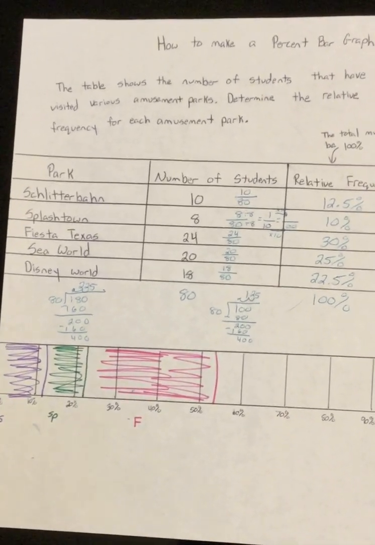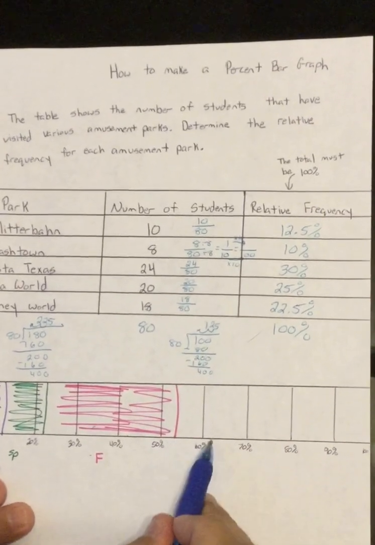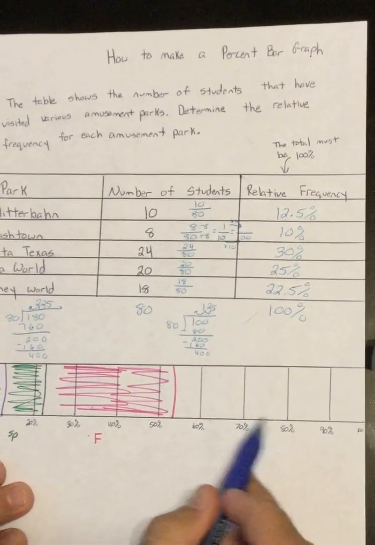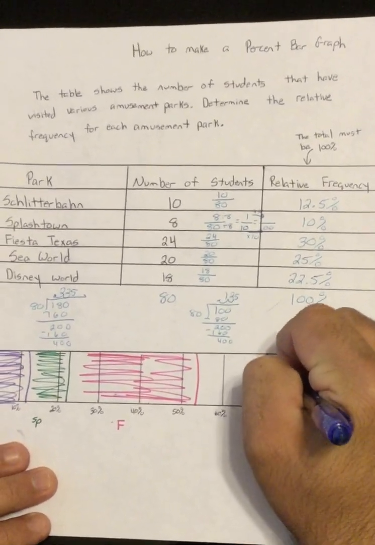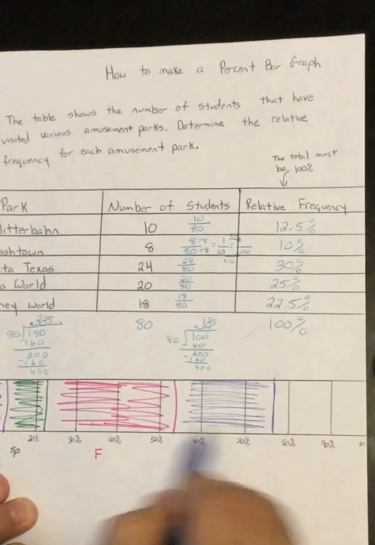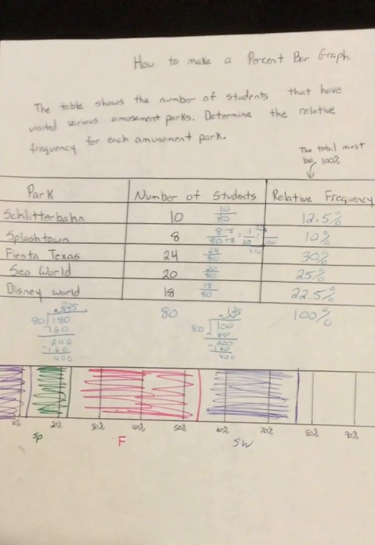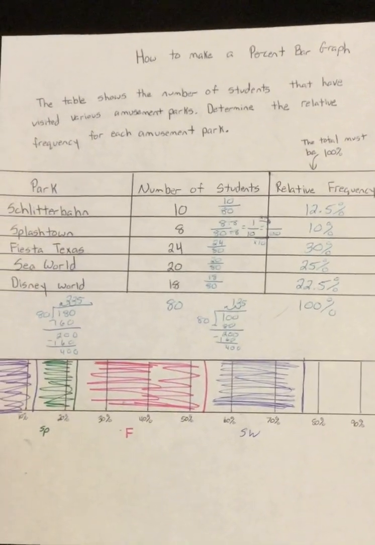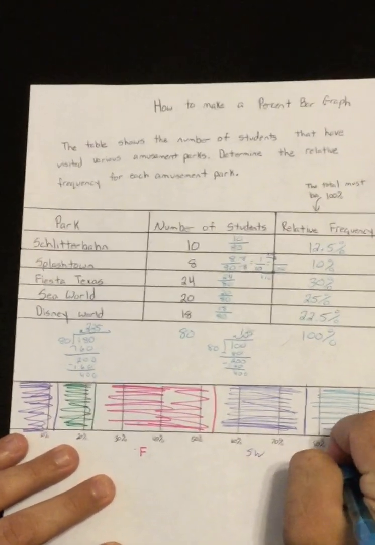SeaWorld is 25%. So let's see here. It's 52 and a half, 62 and a half, 72 and a half. It's about 78. It's about right there. This one is going to be my SeaWorld. And whatever's left here, which is this piece right here, my 22 and a half, that represents Disney World.